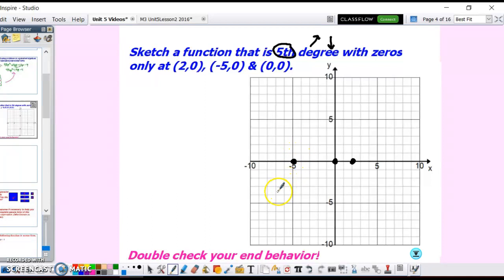Now, if I were to just draw and start with my arrow pointing up at the beginning, it'll be like this, and go down, hit through, and then just make a curve like this, that's fine. The arrows follow the rules for odd exponents, ending in the opposite direction for our end behavior. However, we need it to be a fifth degree, and there's only 3 zeros.